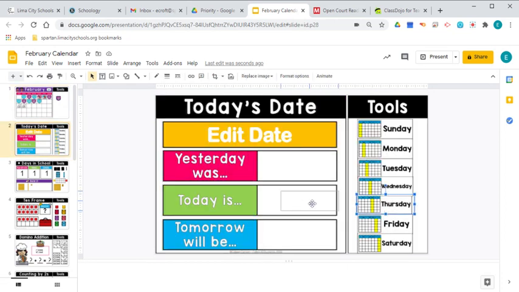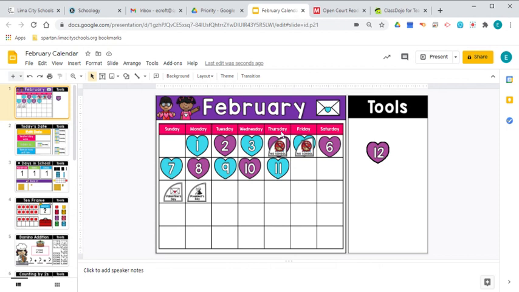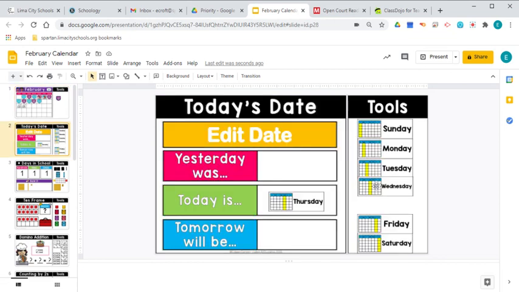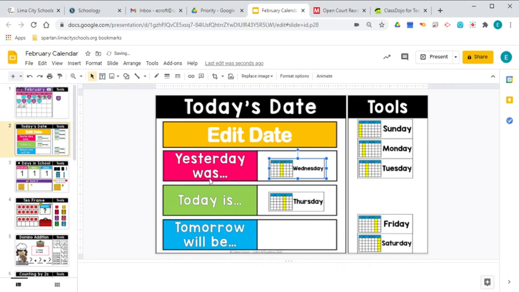All right, so we're moving it over. Our sentence says today is Thursday. Since today is Thursday, we're going to jump back to yesterday. Starts with our letter W, Wednesday. So let me grab Wednesday and read our sentence. Yesterday was Wednesday. Wednesday, Thursday, yep, Friday. Tomorrow will be Friday.